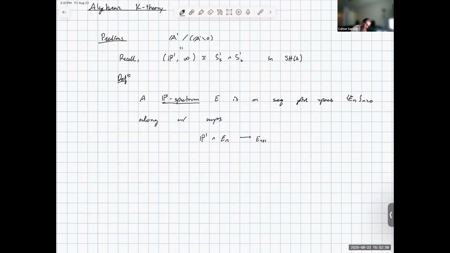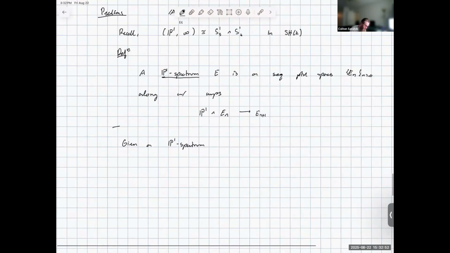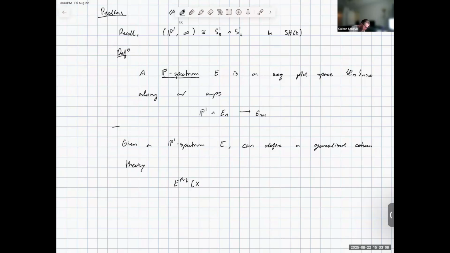Okay. So if we have a P1 spectrum, then what can we do? Well, we can define a generalized cohomology theory, and it's going to be bigraded, so in P and Q, and let's hope that I can actually get all my P's and Q's in order.